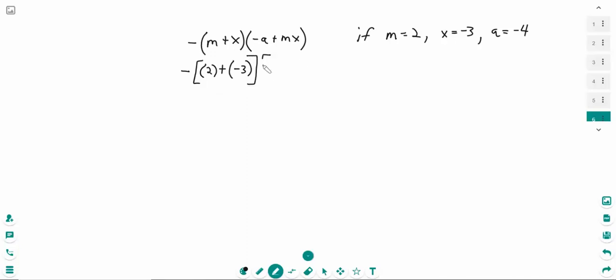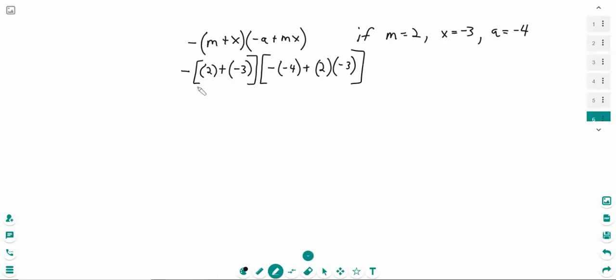Then we're going to have another opening bracket here for our next parenthesis. And we have a negative sign, followed by an a, which is a negative 4, plus an m, which is, oh, I'm sorry, let me back that up. M isn't a negative 3, m is a 2. Multiplied by the x, which is the negative 3, and then our closing bracket. So there we've got everything plugged in. Now we just need to simplify.